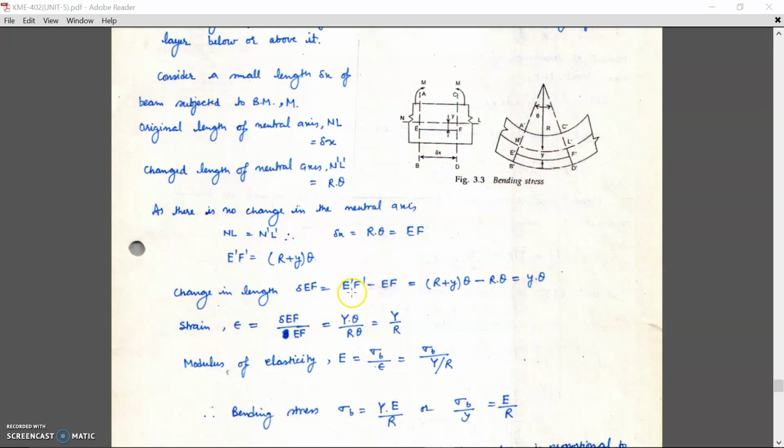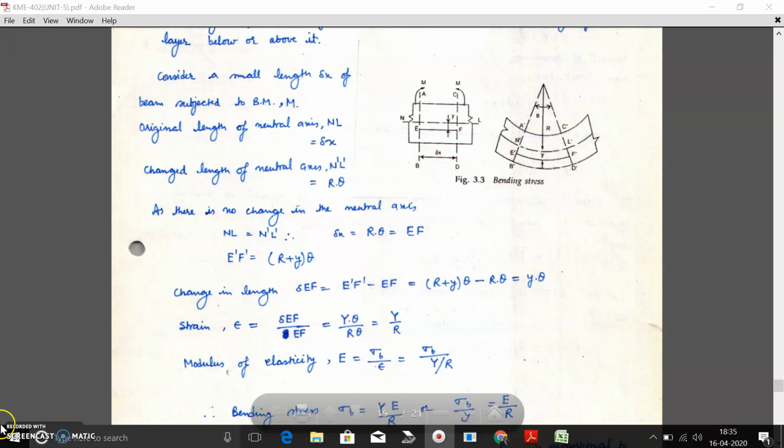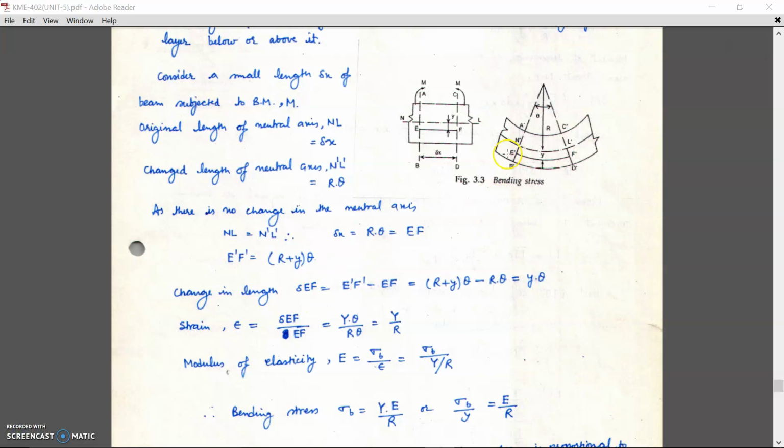Now if you understand the value of E dash F dash, it is very easy for me. I know E dash F dash is an arc, and arc is equal to angle multiplied by radius, right? The value of E dash F dash is angle multiplied by radius. And what is the angle? The angle is theta, multiplied by the radius. The radius is, this is the radius of curvature, R plus y. So the value of E dash F dash is R plus y into theta.